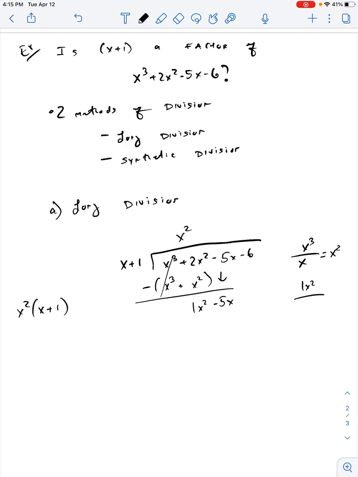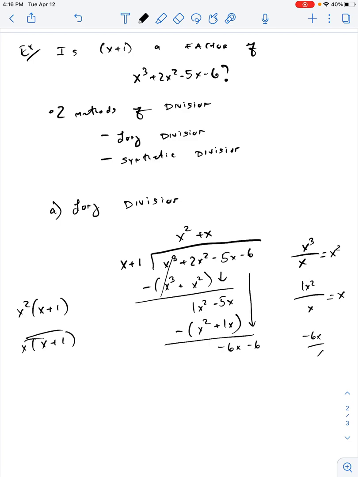And once again, we divide 1x squared divided by x, giving us a positive x. That comes up here. x multiplied by x plus 1. And once we distribute, we get x squared plus 1x. We subtract, and we see x squared minus x squared is gone. And negative 5 minus 1 is a negative 6x. We bring down our minus 6. And then we divide again.